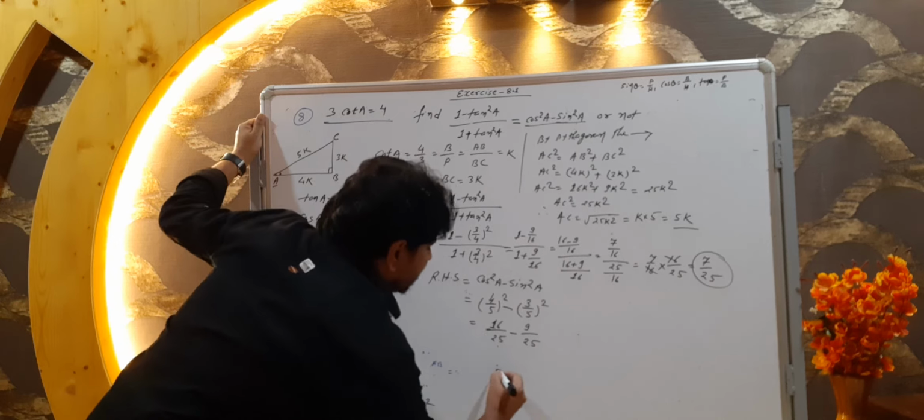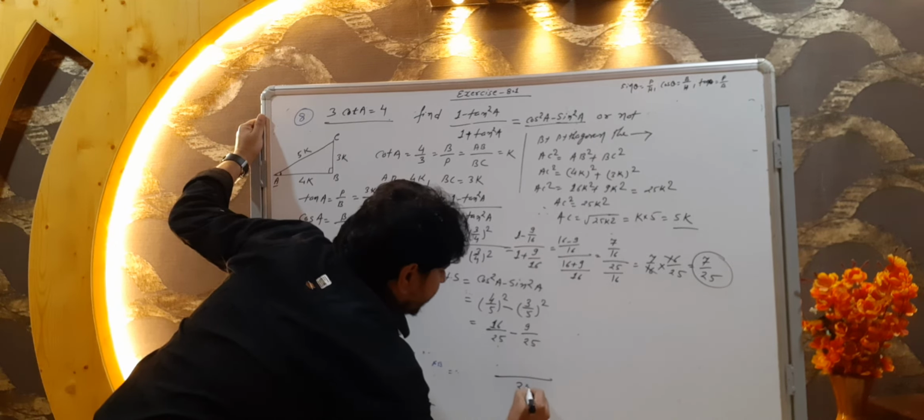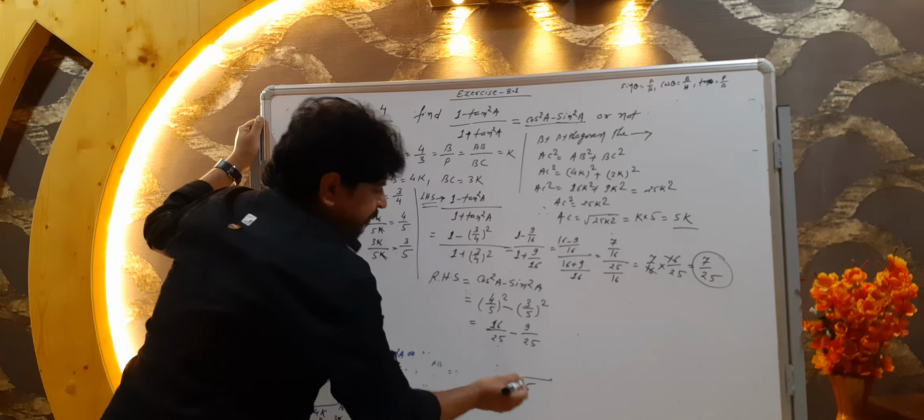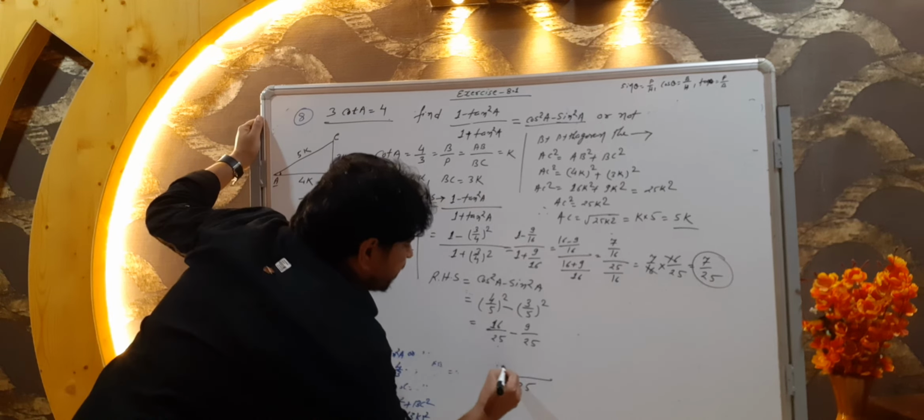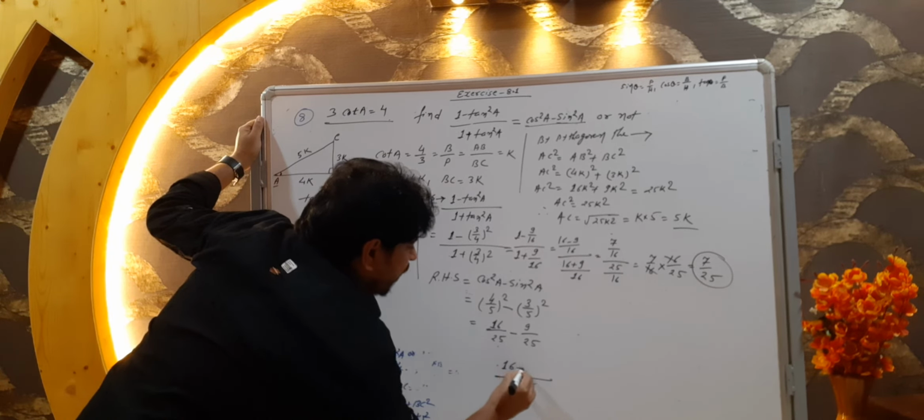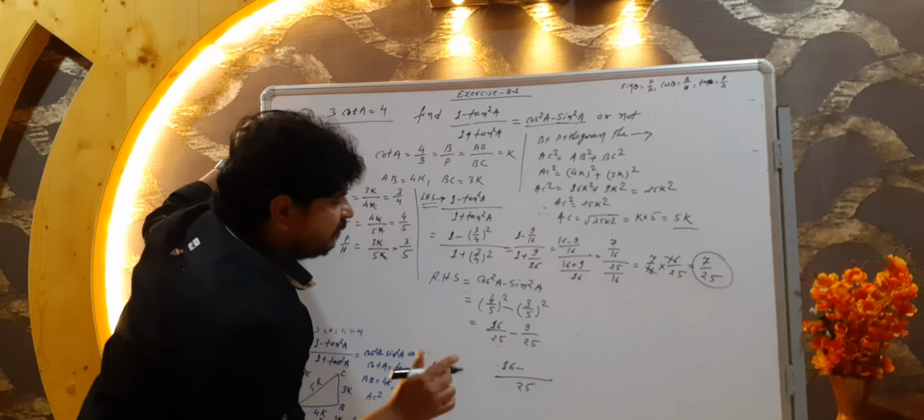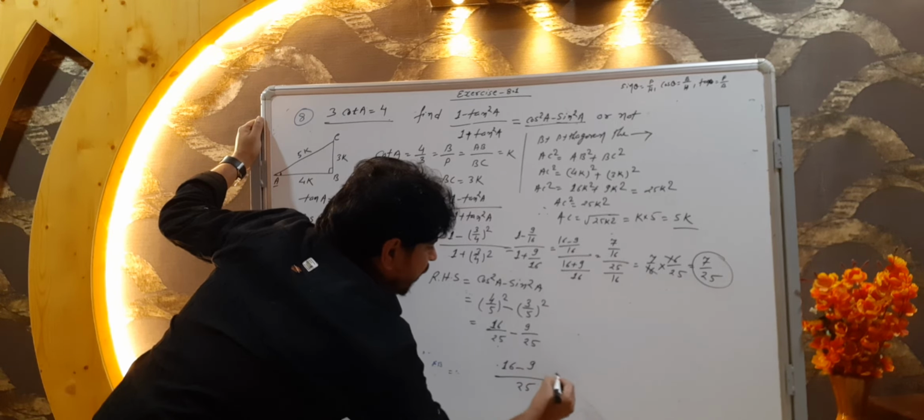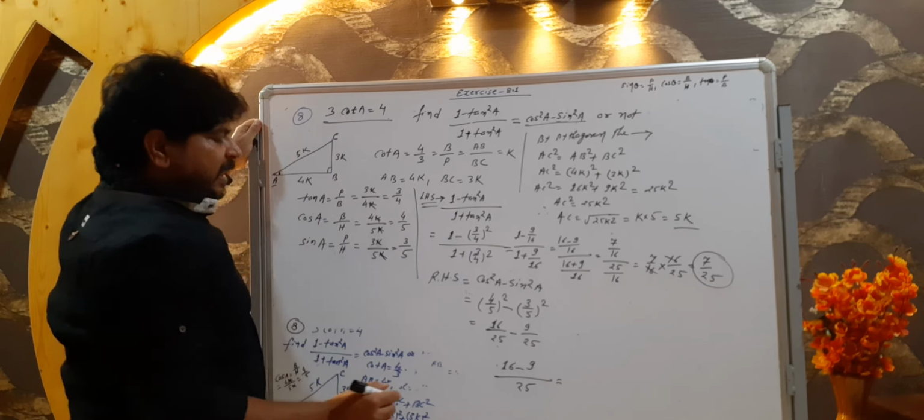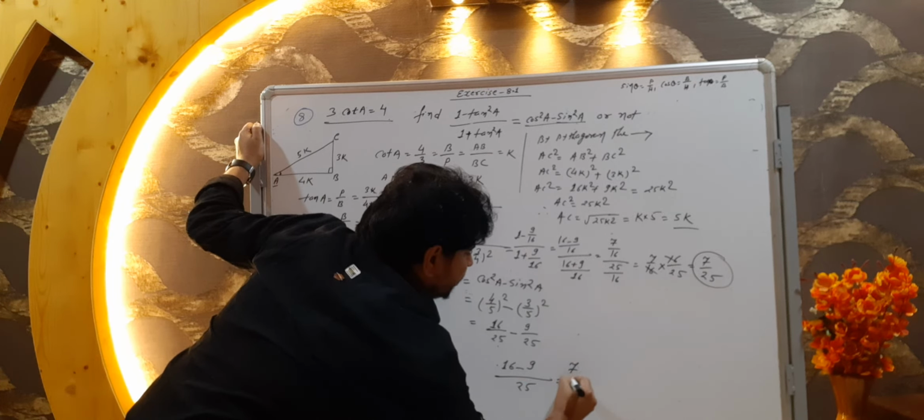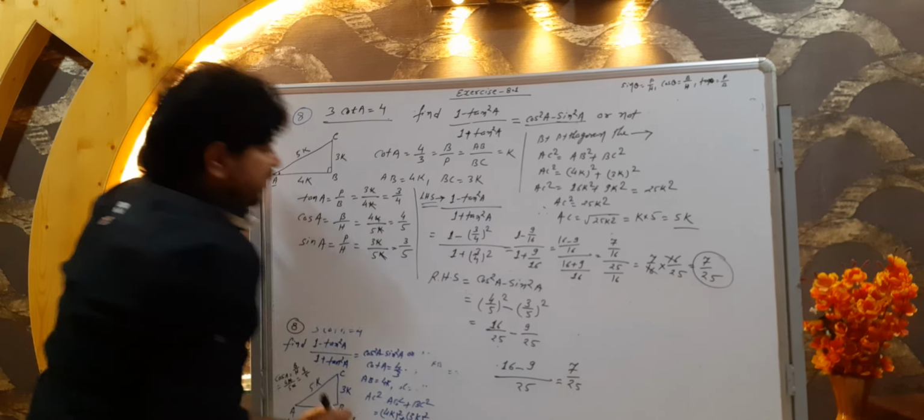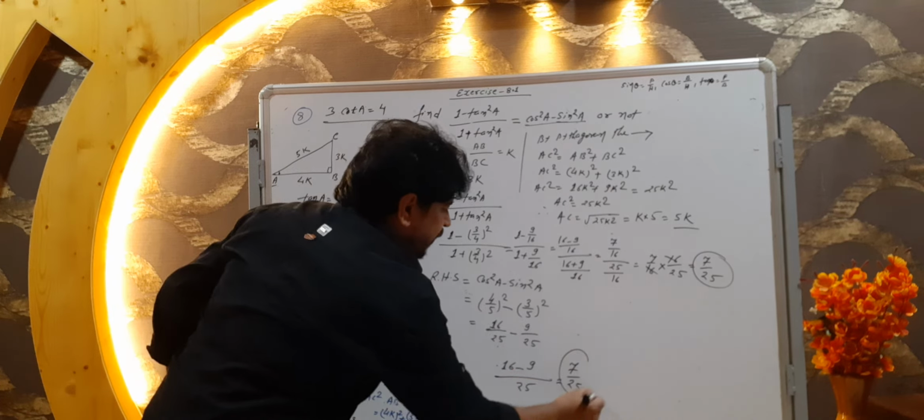Now we have to take its LCM. What would be its LCM? 25. 25 divided by 25 is 1, multiplied by 16, so we get 16. Minus, 25 divided by 25 is 1, multiplied by 9, so 9. Now we subtract 16 minus 9. What will remain? 7. 7 upon 25. So what is the value of RHS? 7 upon 25.